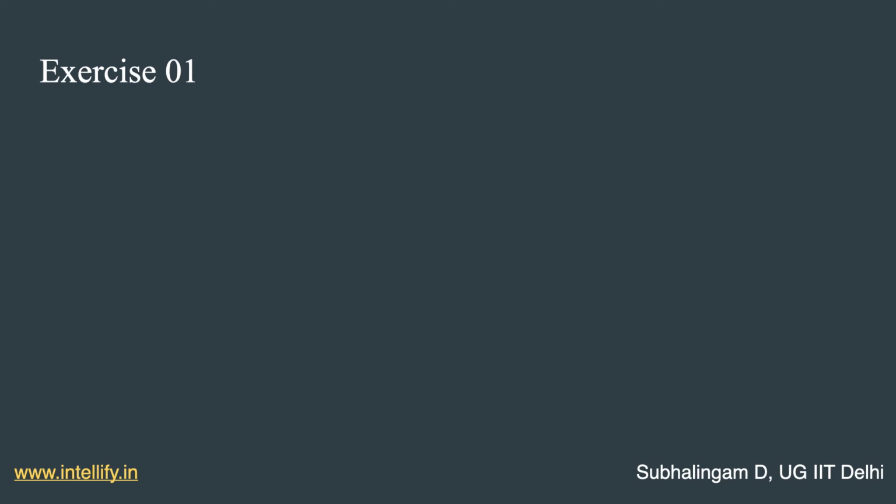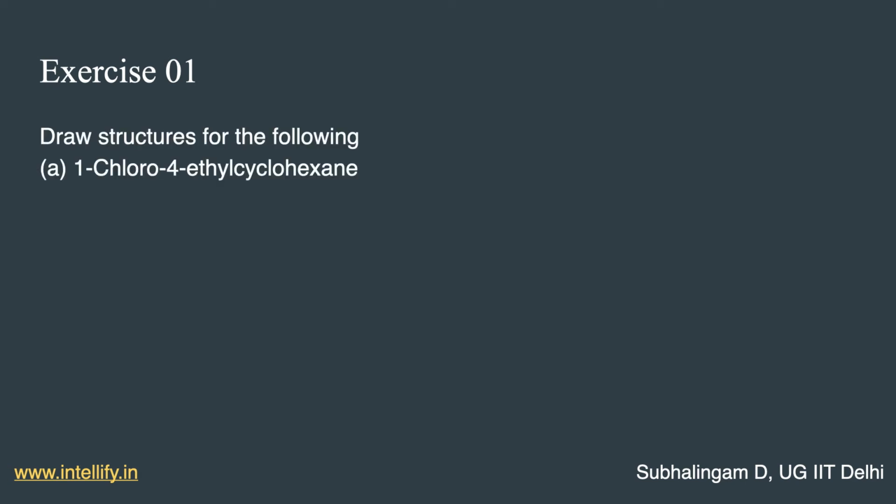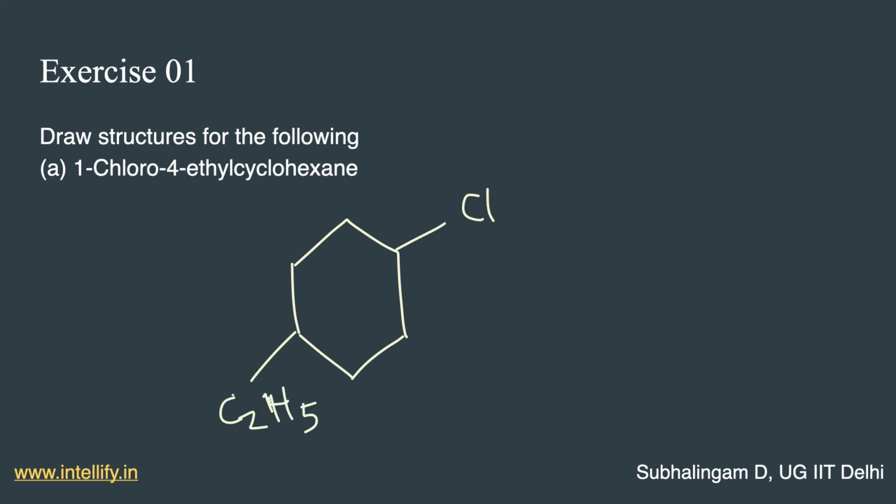Okay, we have an exercise over here. This time, let's draw the structure of 1-chloro-4-ethylcyclohexane. Feel free to pause the video if you want, but I am moving on. So we have 1-chloro and 4-ethyl with a cyclohexane.